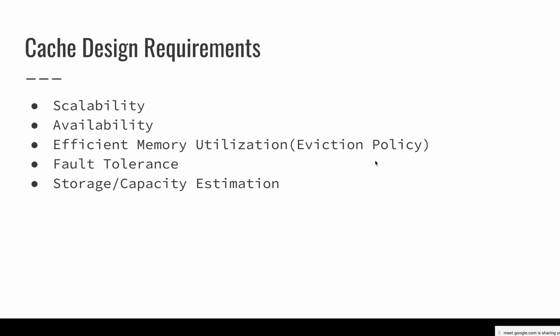First, scalability. Secondly, availability. Third is how do you efficiently utilize the memory. Fourth is how do you build mechanisms so that in case of a failure or crash you can recover back. And finally, we are going to do a quick walkthrough of how you estimate the capacity in terms of the number of servers that you are going to require in your distributed cache.